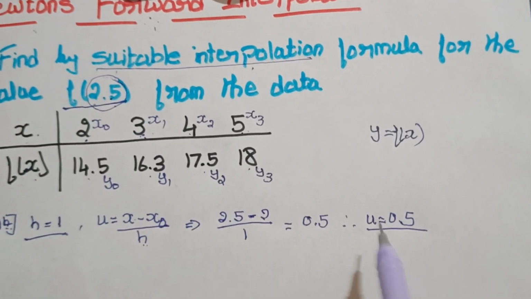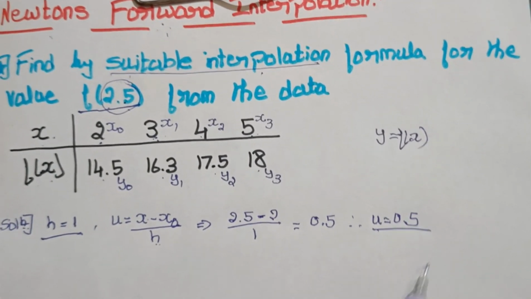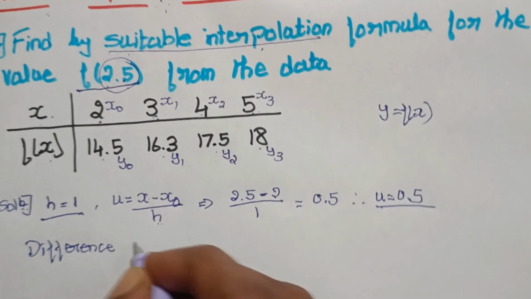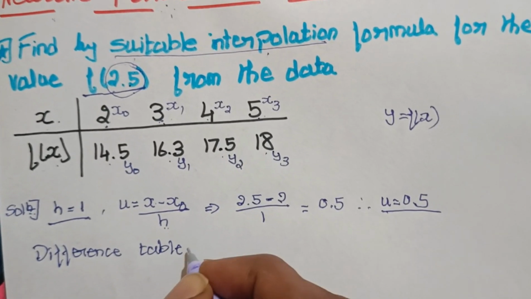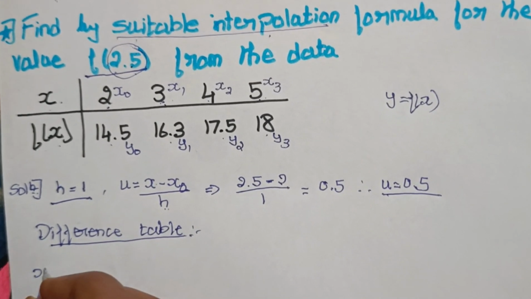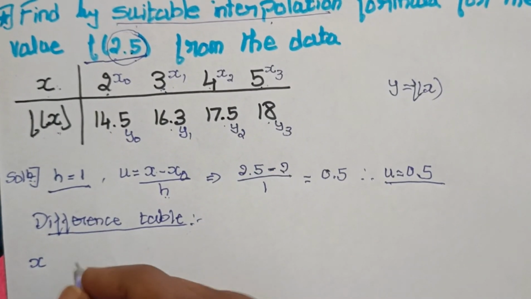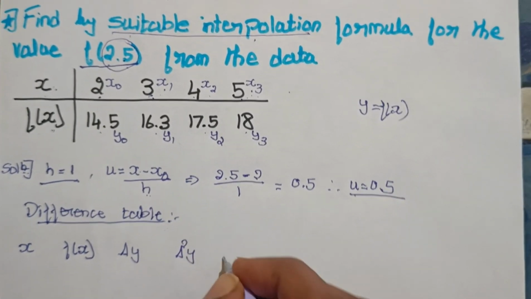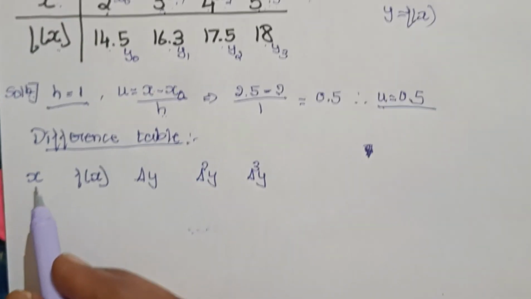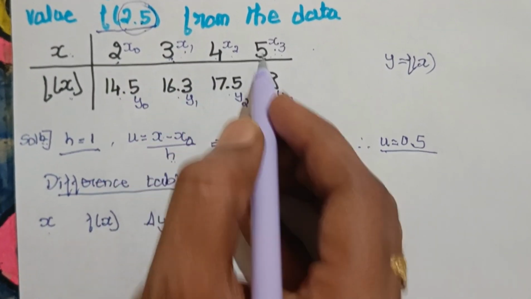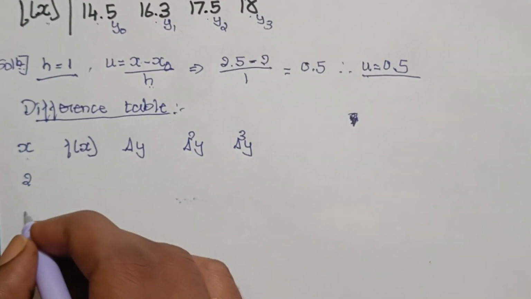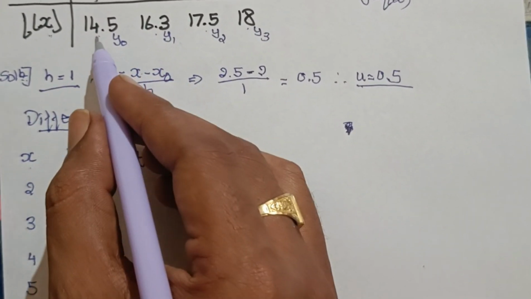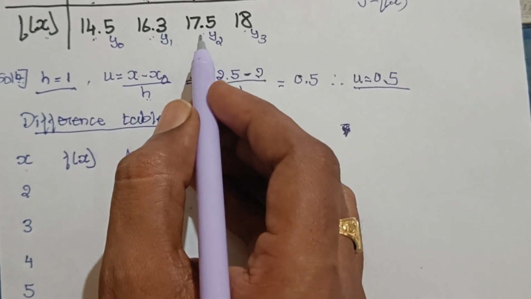After finding the h value as well as u value, now we have to construct the difference table. The difference table consists of, first we have to take the x value as well as y value. X value, f of x value, delta y, delta square y as well as delta cube y. Now take the x values. X values are 2, 3, 4 as well as 5. Similarly, f of x values are 14.5, 16.3, 17.5 as well as 18.